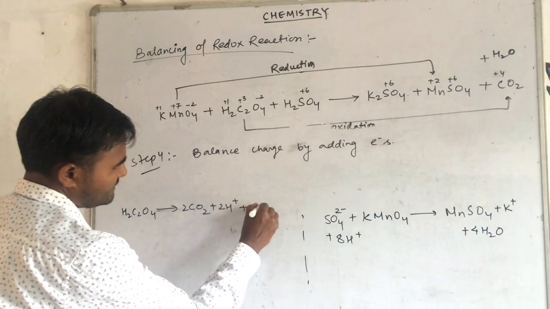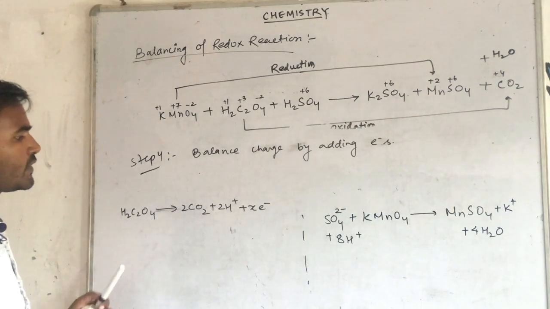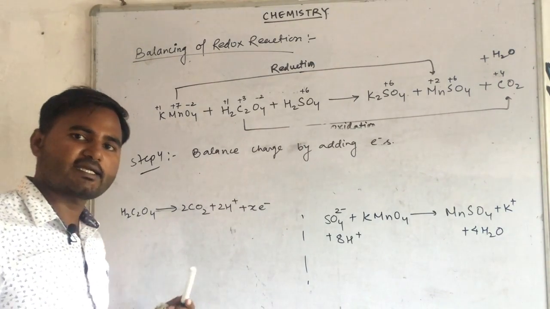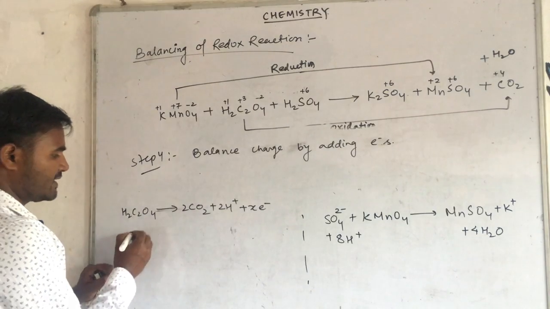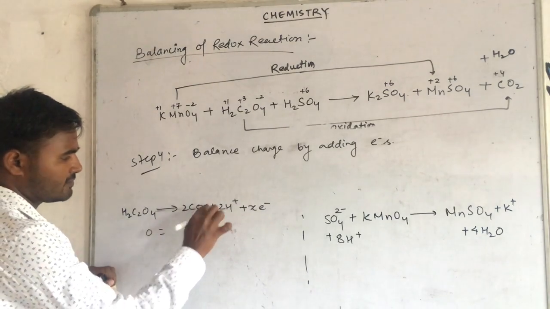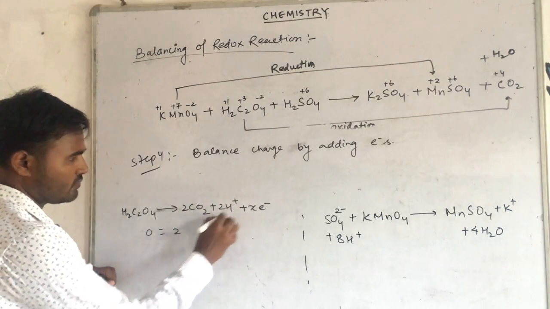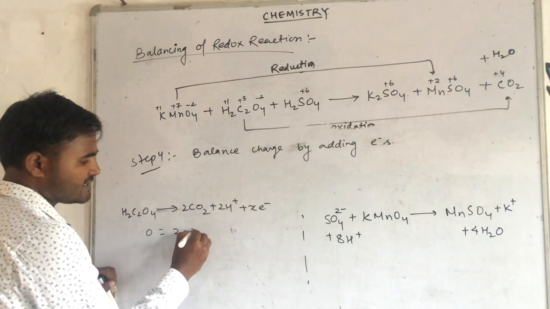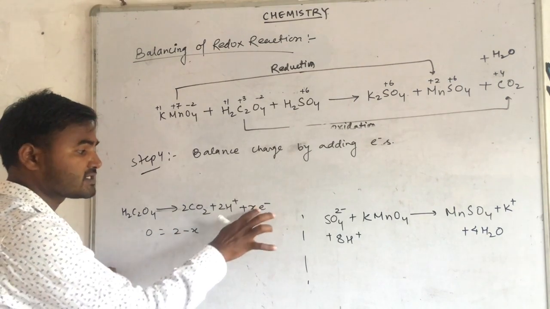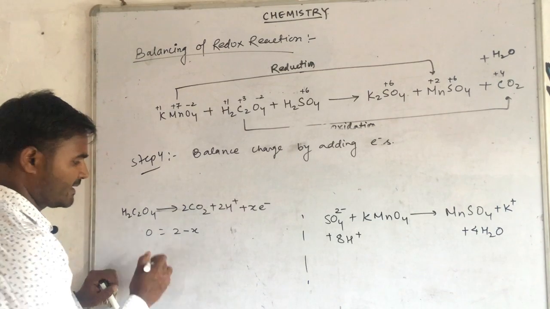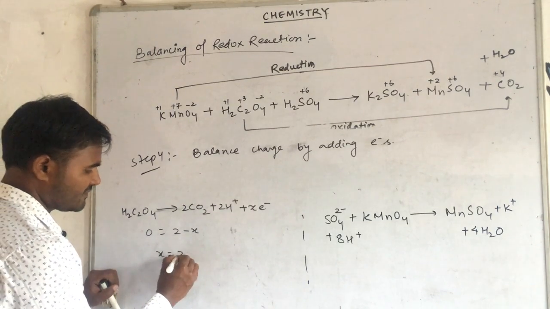And I am adding x electron. Now according to me charge is balanced, so write the charge balancing equation. Here charge is 0, equal to net charge 2, here it is minus x, not plus x, because the charge on an electron is minus. The value of x will be 2.